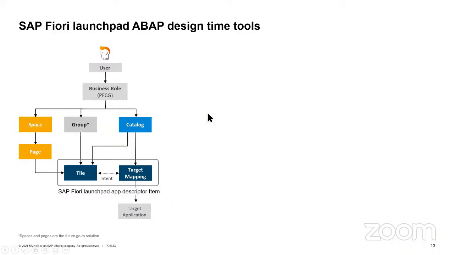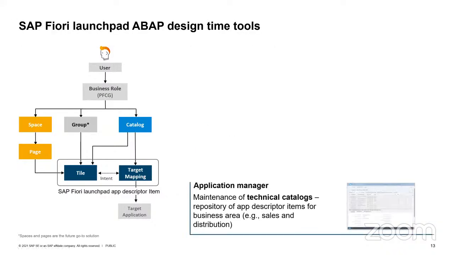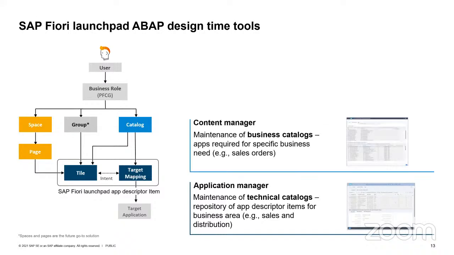Okay. And for these content entities, now we have design time tools. The app manager is there to define this SAP Fiori Launchpad app descriptor item. So the app itself, the tile and the target mapping. There you define your original Fiori content, so the original tile definitions, original target mapping. Therefore, we use the app manager.